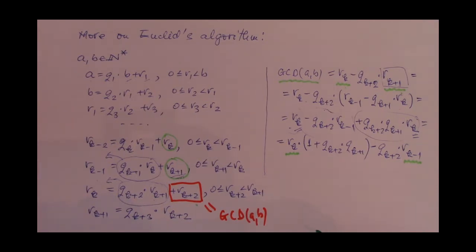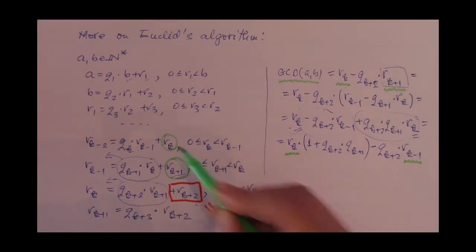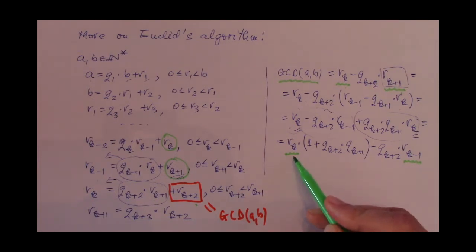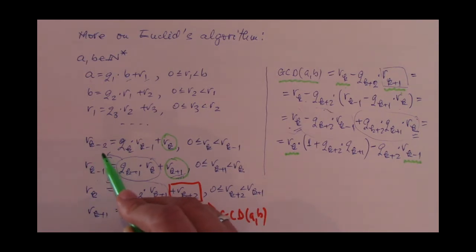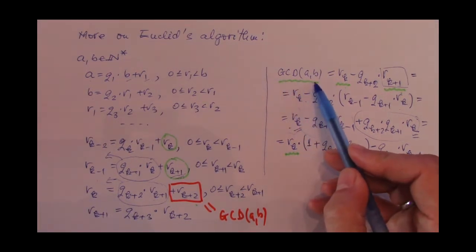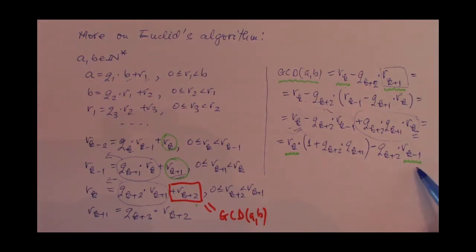Now guess what's going to happen if we actually replace rk from this equality in here, just like we did with rk plus 1 at the previous step. Maybe we can stop the video for a second and think about what will happen if we replace rk from this equality by rk minus 2 minus qk times rk minus 1. So actually what will happen is we are going to get an expression of the GCD of the numbers a and b not in terms of rk and rk minus 1, but actually in terms of rk minus 1 and rk minus 2. So we move up the chain one more step.